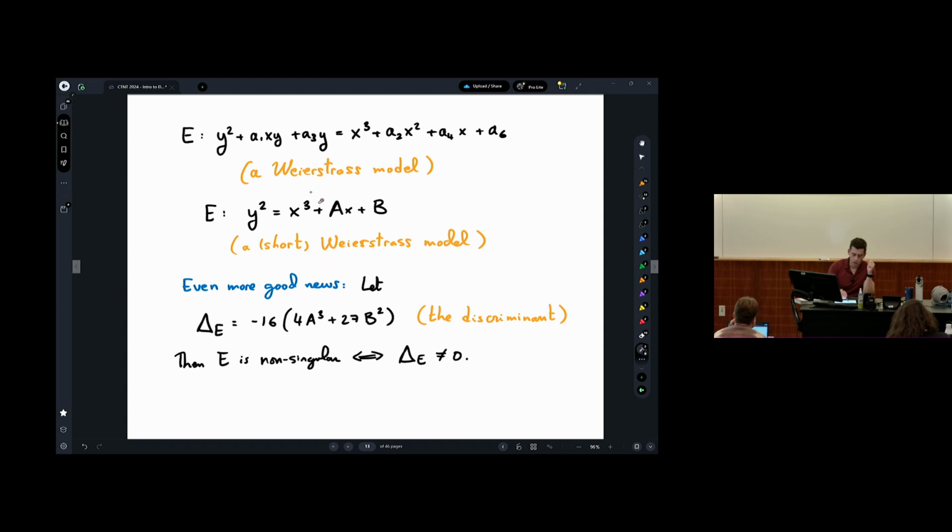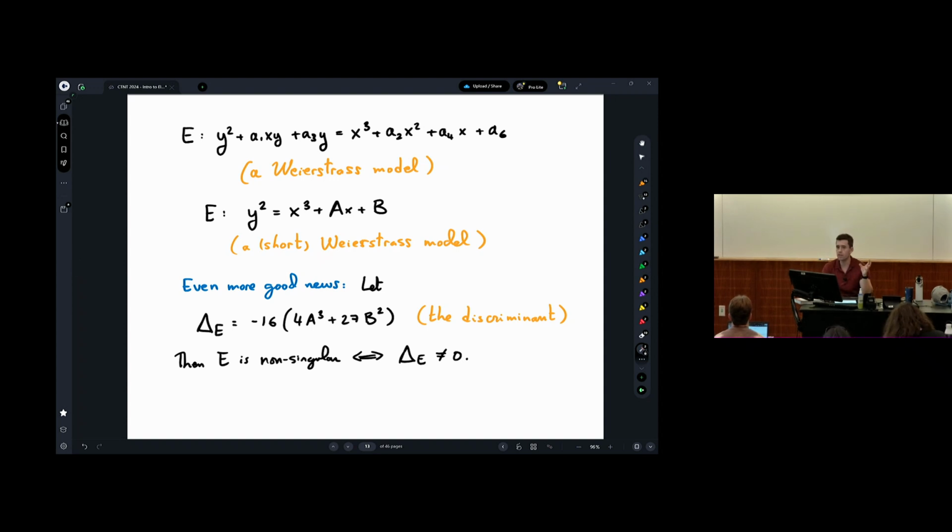For example, there is something called the discriminant of an elliptic curve. For the short Weierstrass model, this is the formula for the discriminant. And the discriminant tells you that the curve will be non-singular if and only if that discriminant is non-zero. So as long as this number is not zero, then this curve is non-singular, and therefore it is the equation of an elliptic curve.